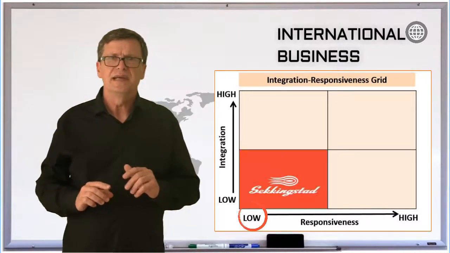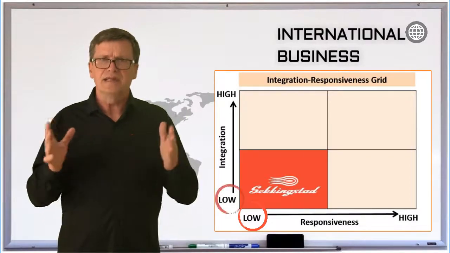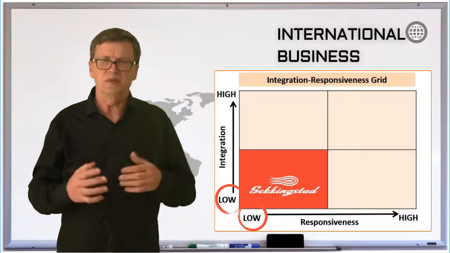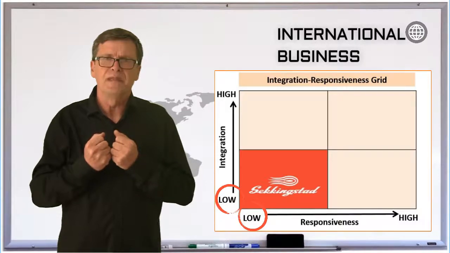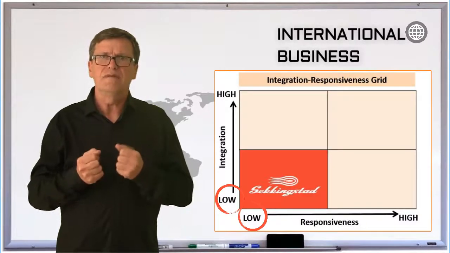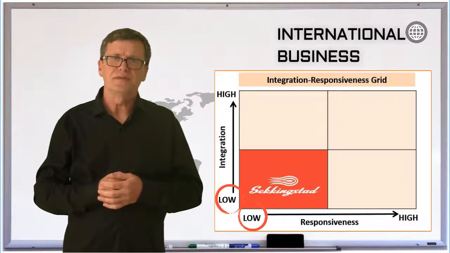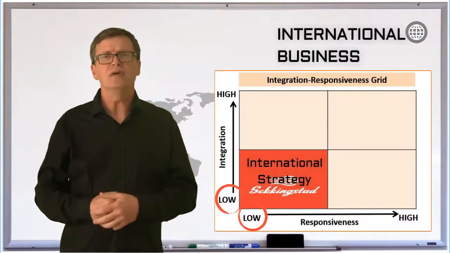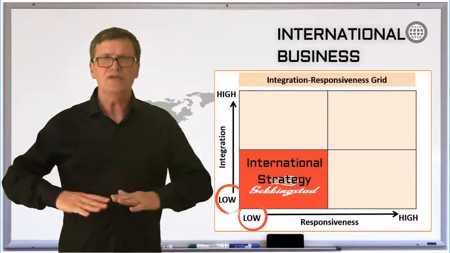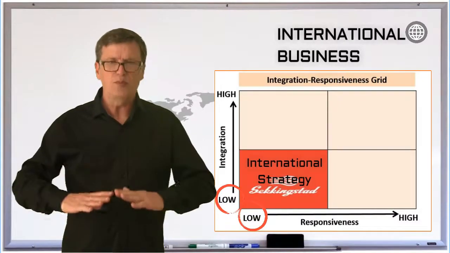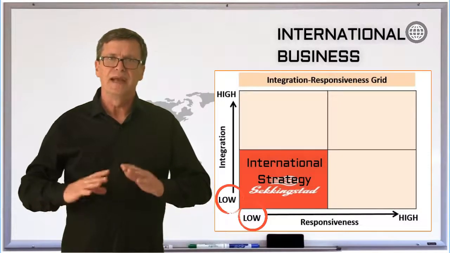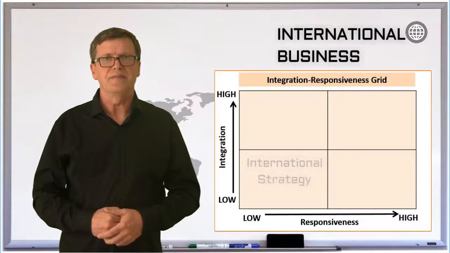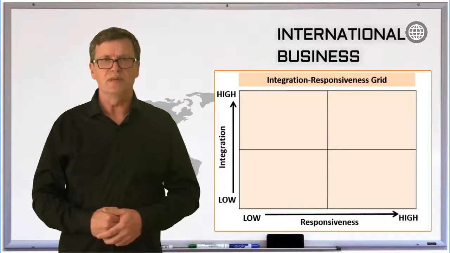In addition to this, Sekkingstad can have standard and centralized operations in their processing facilities and packing facilities, which give them a high level of control. In other words, they have a low-level need for global integration also. So Sekkingstad AS Norway would be a typical company who face low pressures for local responsiveness and low pressures for global integration. And in fact, an international strategy would best suit that company, Sekkingstad, for their salmon exports.